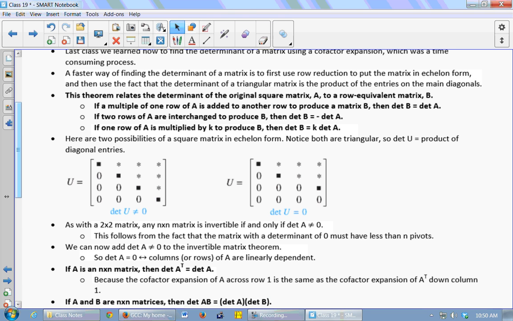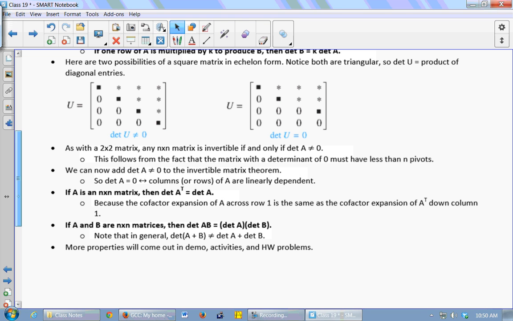So these are 2 possibilities of square matrices in echelon form. They're both triangular, so the determinant is going to be the product of the entries on the main diagonal. In this one, where you have a pivot in every column and a pivot in every row, we have a determinant that is non-zero because we have no zeros on the main diagonal. And in this one, we are missing a pivot, which means we ended up with a 0 on the diagonal. Determinant is 0.